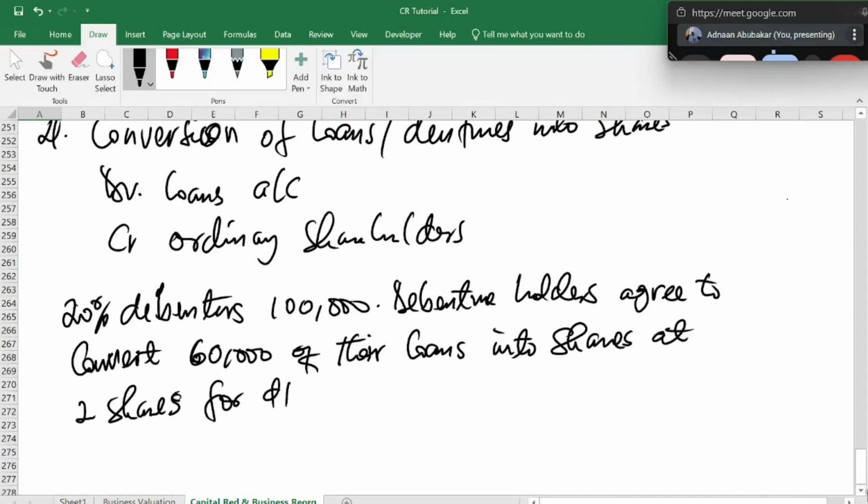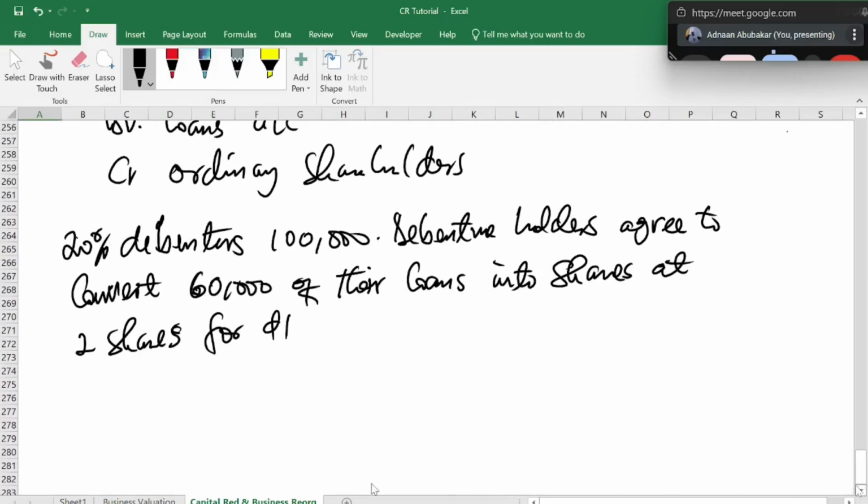So this is what they are saying. Here you have the debenture holders. Their company is in distress, and they said, okay, this is the total debentures that you have, and we also want you to sacrifice for us. Do you understand? The sacrifice is that out of 100,000, we want you to convert 60,000 of your loan into shares, so that you become ordinary shareholders of the company.